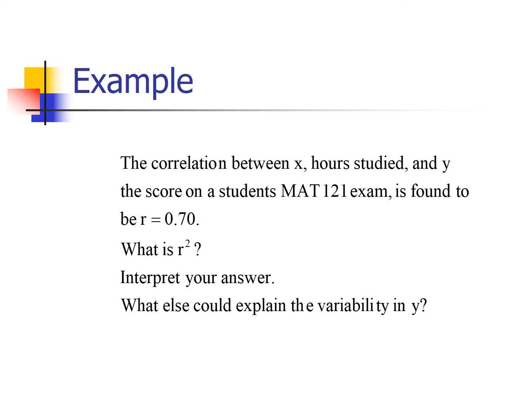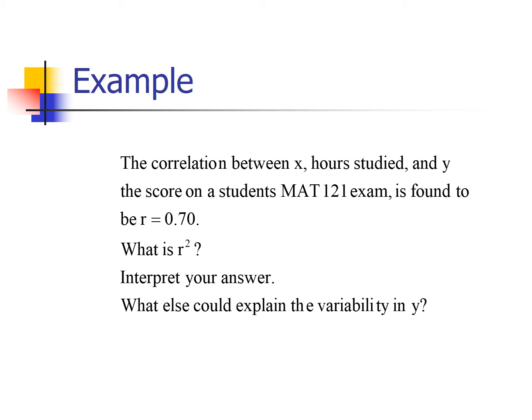One last example. Let's say that we do a study. We look at the correlation between x, the time you spend studying, and y, the score that a student gets on a 121 exam. We find this correlation to be 0.70. That's cool. It's a positive relationship. The more I study, the better my score. That's encouraging because it makes me feel empowered that I can do something about my 121 exam score.